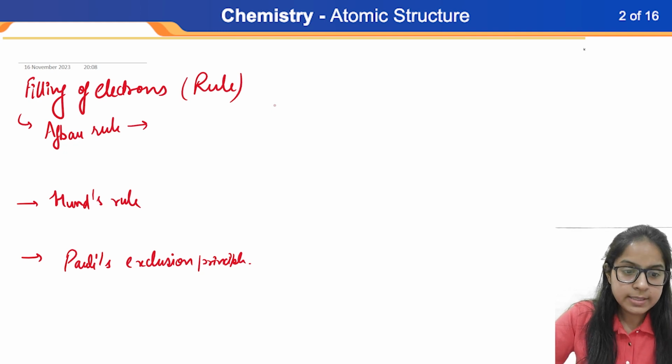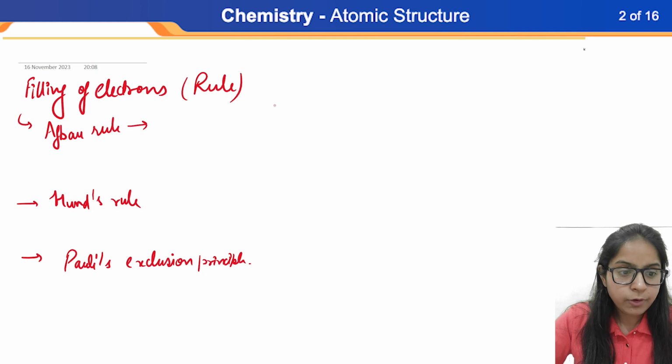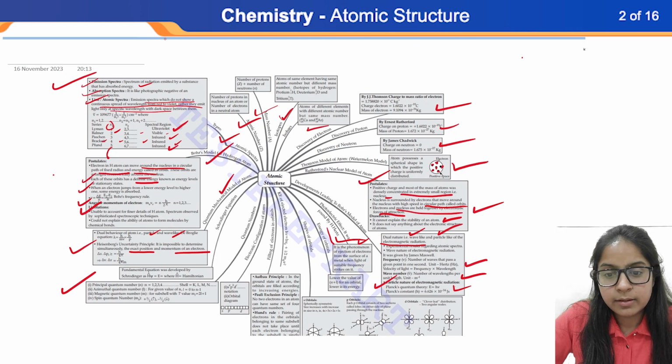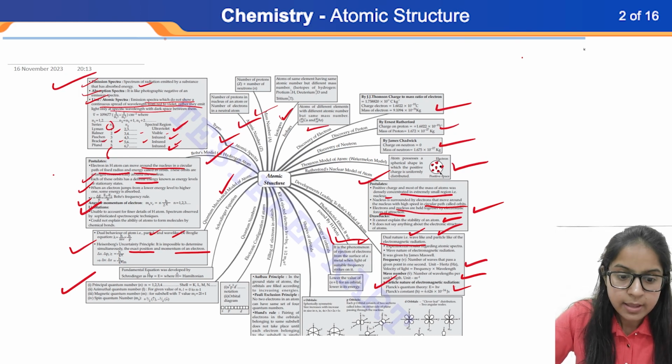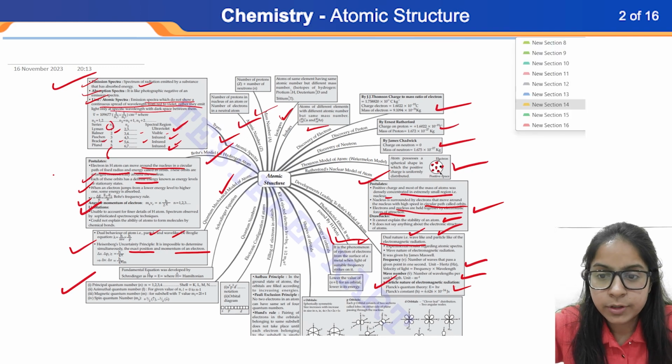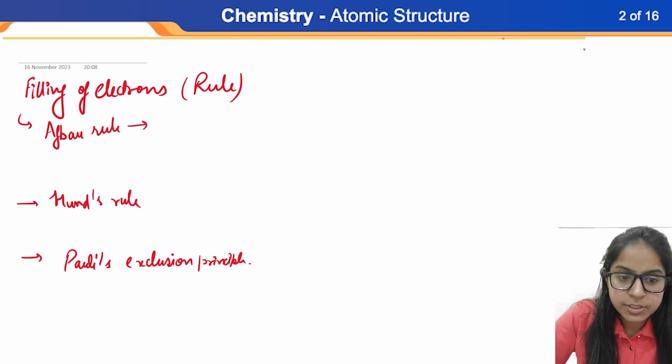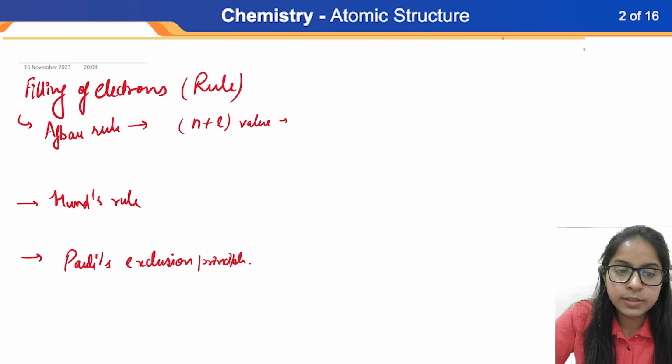So the Aufbau rule is that in the ground state, electrons fill first in the lower energy orbital, and then go into the higher energy orbital. Now, what does that mean? For that, we need to use the Bohr-Bury rule. According to the Bohr-Bury rule, first we need to check the n plus L value. If the n plus L value is less, then we put the electrons in that orbital first.